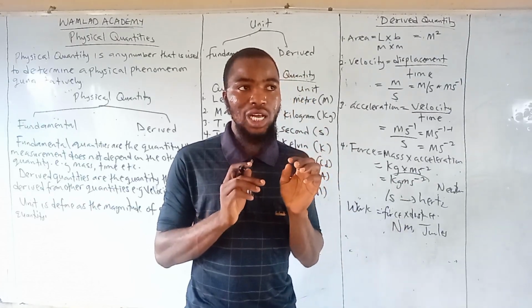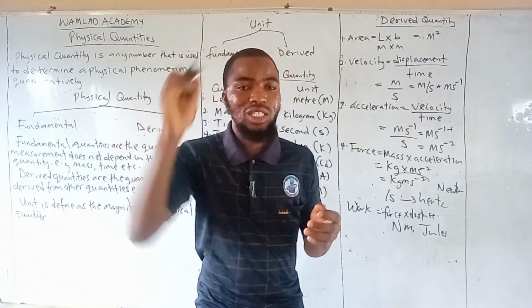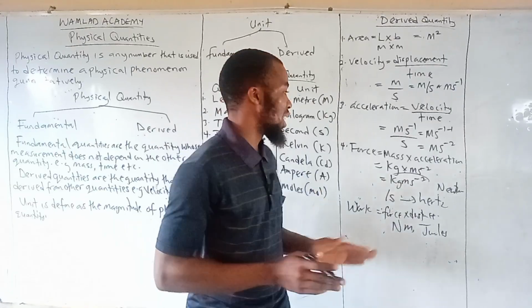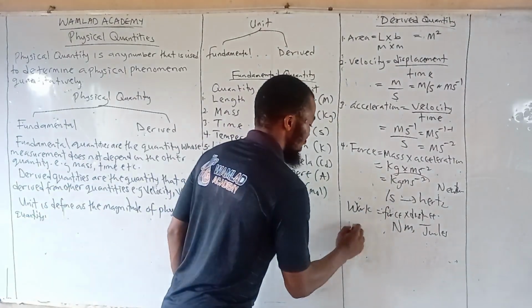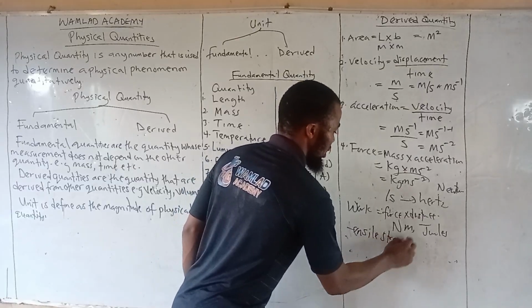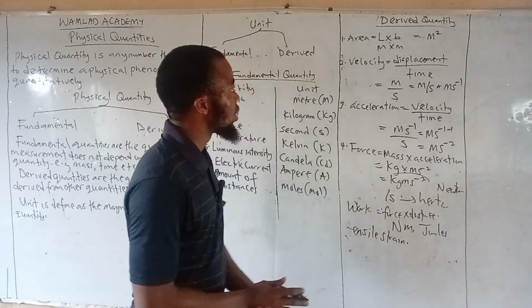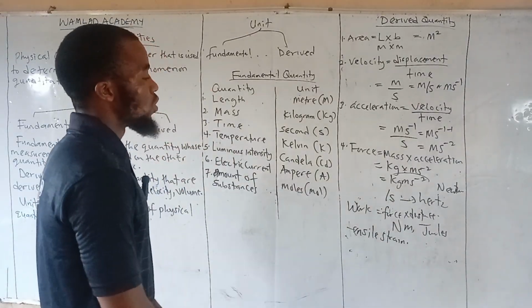While we have something we call unitless, which has no unit. Why they don't have units is that it is a case whereby what you have in the numerator will already cancel what you have in the denominator. In that case, you have no unit. Like when I talk about tensile strain, it is unitless. So that's about physical quantities, fundamental quantities and derived quantities.